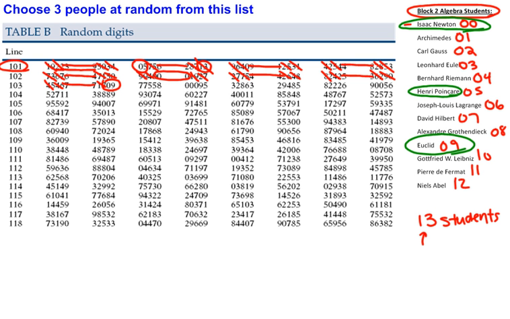Now, there's going to be times when, like in this case, I'm not going to pick two of the same students. Let's say they win a prize. I'm probably not going to allow for repeats. So if I would have gone through and gotten, let's say, 0, 0 again before I got Euclid, I would have just ignored that and kept going.